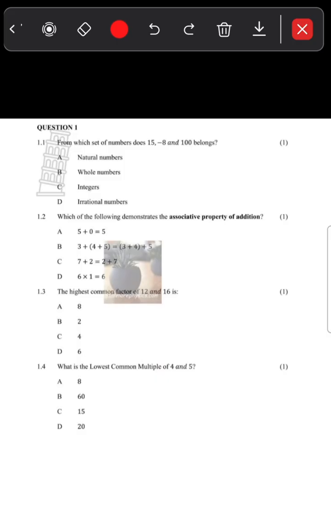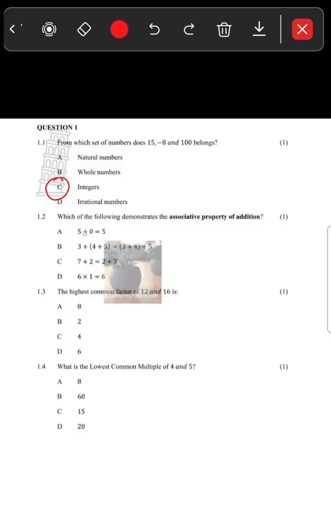Here we're given question 1. They say 1.1, from which set of numbers do positive 15, negative 8, and 100 belong? All right, so there's a set of whole numbers and real numbers, and they all form what? Integers. Integers are counting numbers that start from the negative side of the number line, including 0, and then the positive side of the number line. So they are integers.